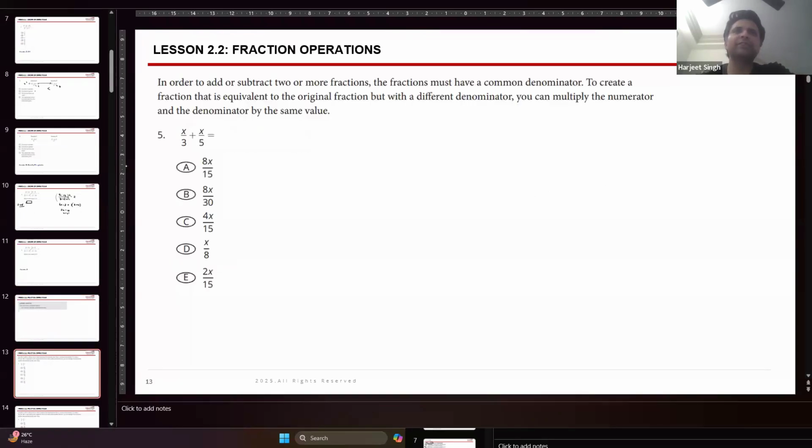Now fraction operations. In order to add and subtract fractions, this is very basic. You know that if the denominators are the same, then we can directly add or subtract. Otherwise, we need to go to the LCM method. For instance, the denominators are different here. So we will always take LCM, 15, and this will be 5x plus 3x, 8x by 15.